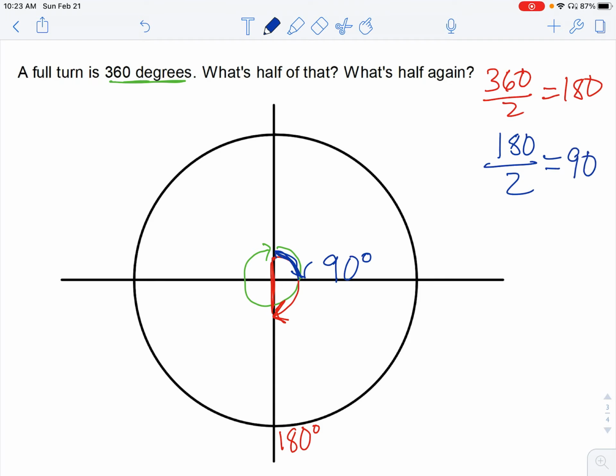And now that we know that this quarter turn is 90 degrees, we can keep going, just skip counting by 90. So 180 plus 90 more, a three-quarter turn is 270 degrees. And if you did plus 90 more, that gets us all the way back around to this 360 degree angle. So these four are very important benchmarks to know.